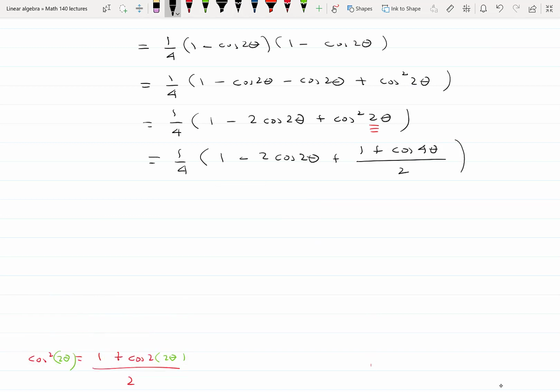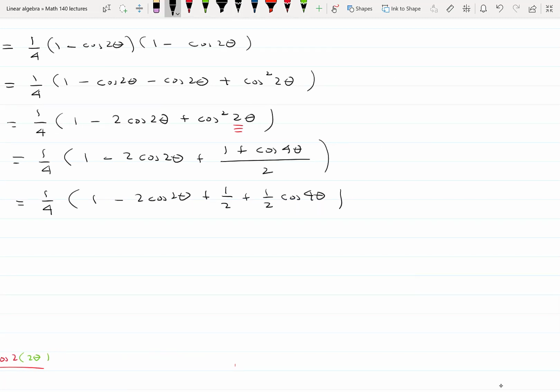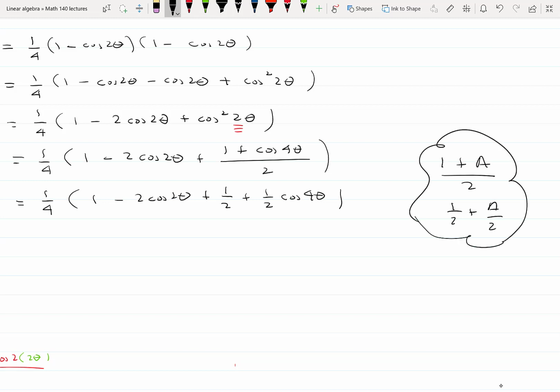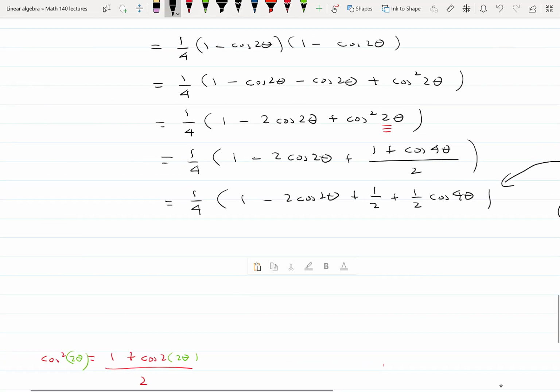Okay, so let's take this further. So this equals 1/4 times 1 minus 2 cosine of 2 theta, and I can split this up into 2 fractions, 1/2 plus 1/2 cosine of 4 theta. All I did is use the fact that 1 plus a over 2 is the same thing as 1 over 2 plus a over 2. Just another little algebra formula. Okay, we're almost there.